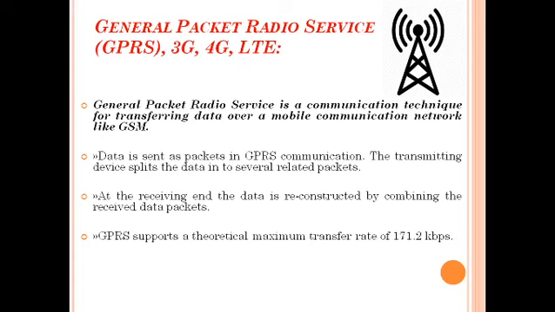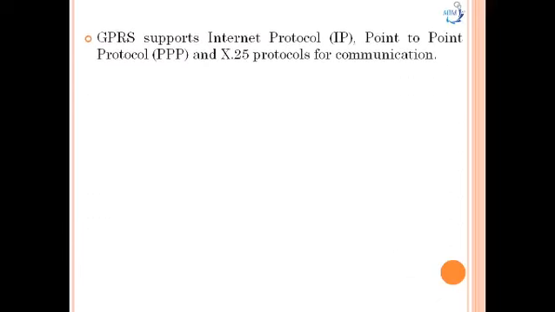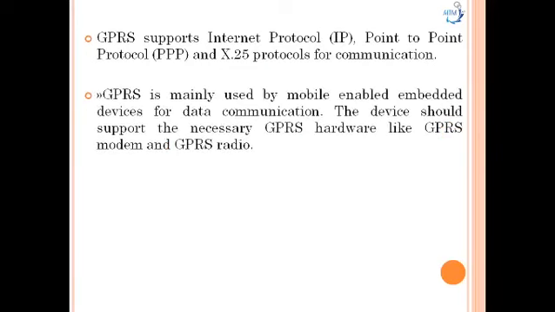171.2 kbps. In a GPRS communication, the radio channel is concurrently shared between several users instead of dedicating a radio channel to a cell phone user. The GPRS communication divides the channel into 8 time slots and transmits data over the available channel. And GPRS supports IP, point-to-point protocol, and X.25 protocols for communication.